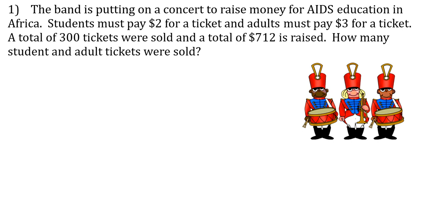So here is our first problem. The band is putting on a concert to raise money for AIDS education in Africa. Students must pay $2 for a ticket and adults must pay $3 for a ticket. A total of 300 tickets were sold and a total of $712 is raised. How many student and adult tickets were sold?